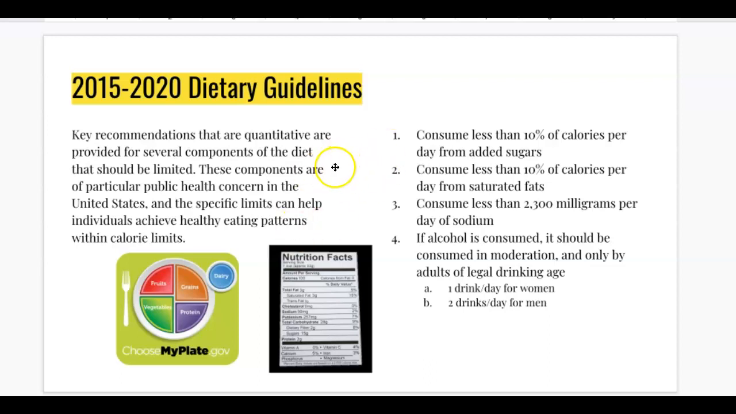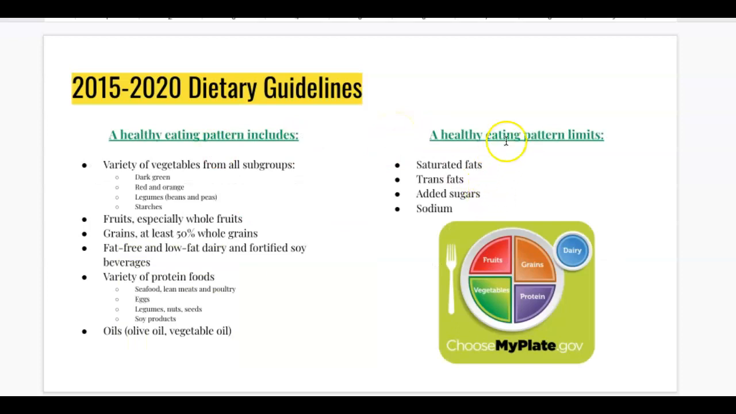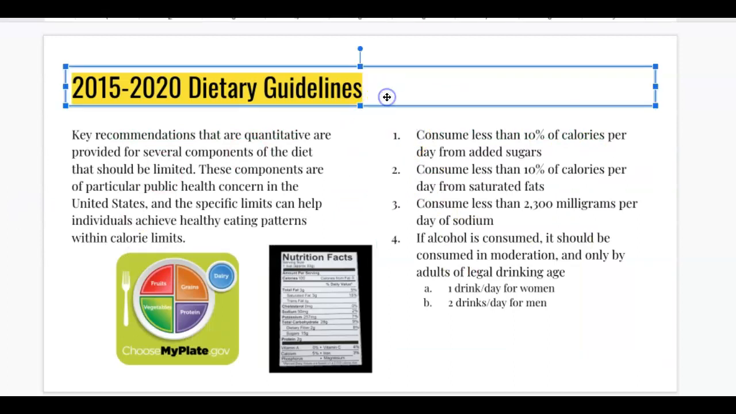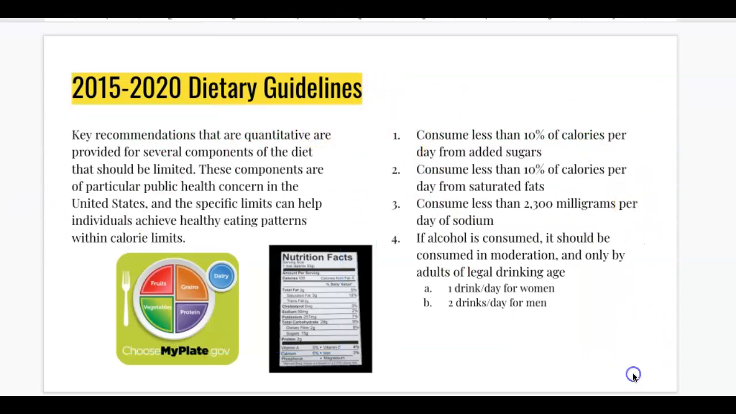So these components are of particular public health concern in the United States, and the specific limits help individuals achieve healthy eating patterns within the calorie recommendations. So the quantitative recommendations that we tell people to limit are what were included in this A Healthy Eating Pattern Limits list. So we want people to consume less than 10% of calories from added sugars. We want people to consume less than 10% of calories from saturated fats.